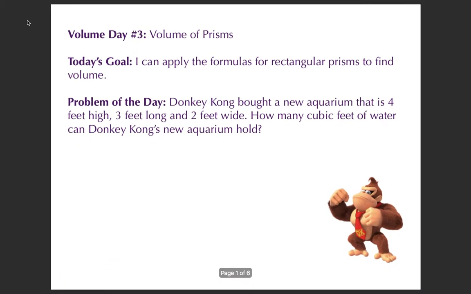All right, guys, today we're going to talk about the volume of prisms. So our goal for today is to apply the formulas for rectangular prisms to find volume. Let's start with a little review from yesterday.